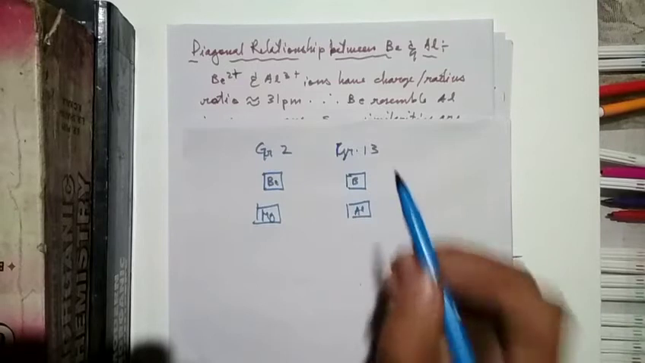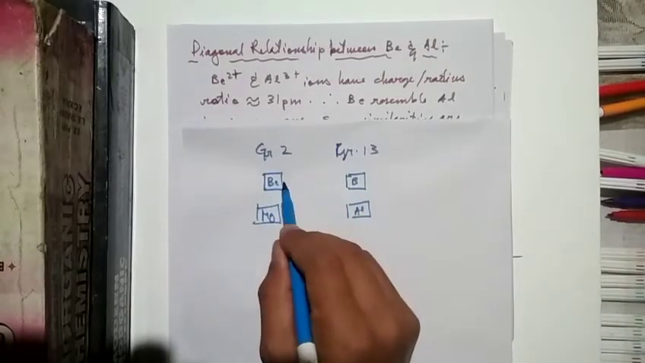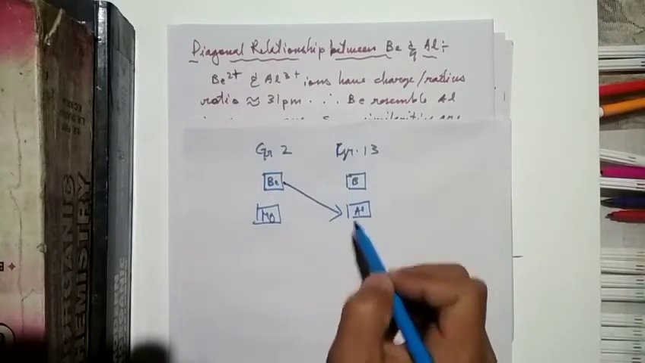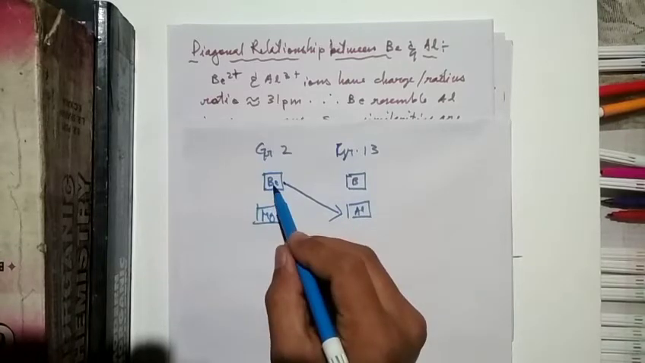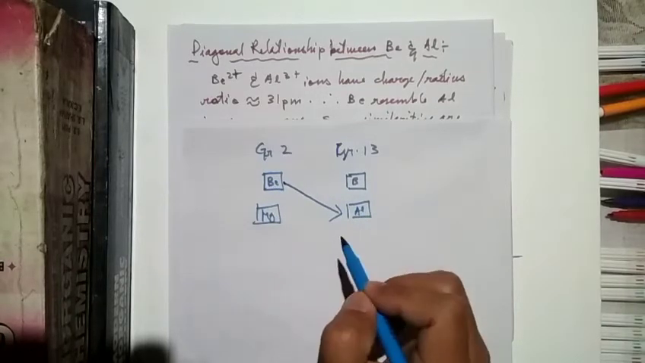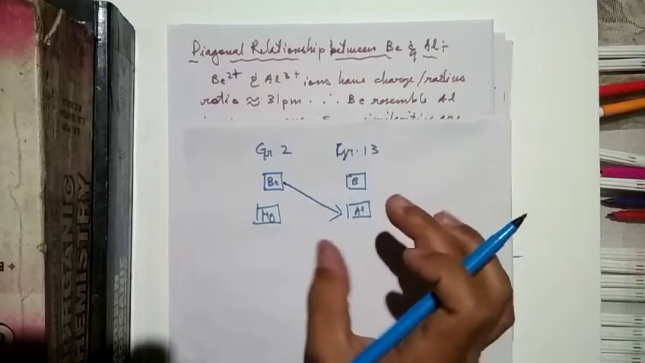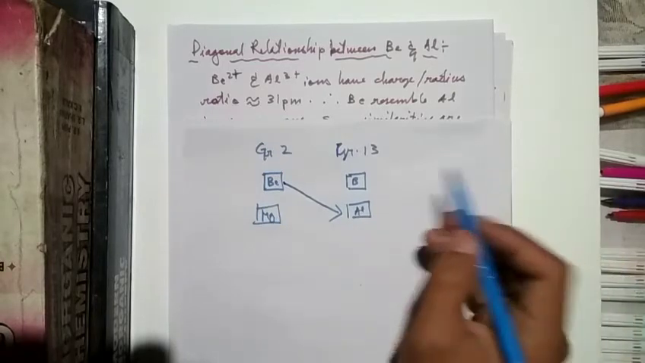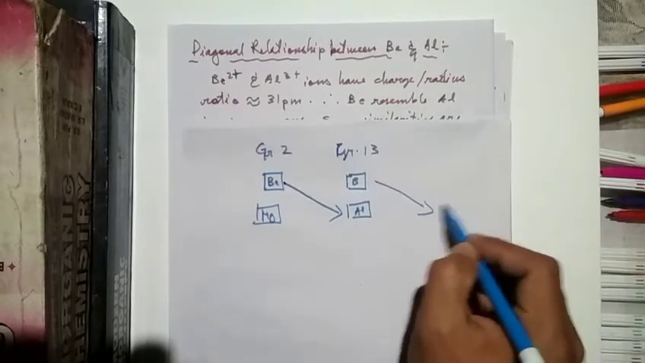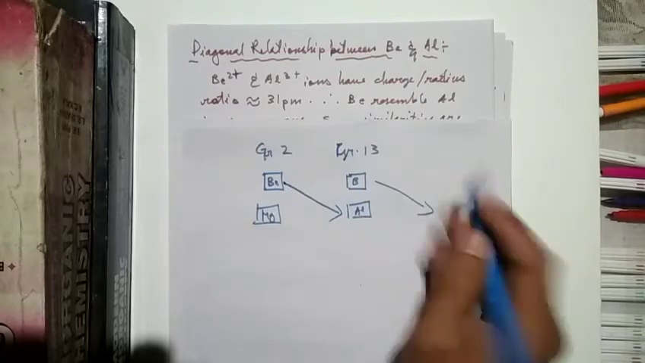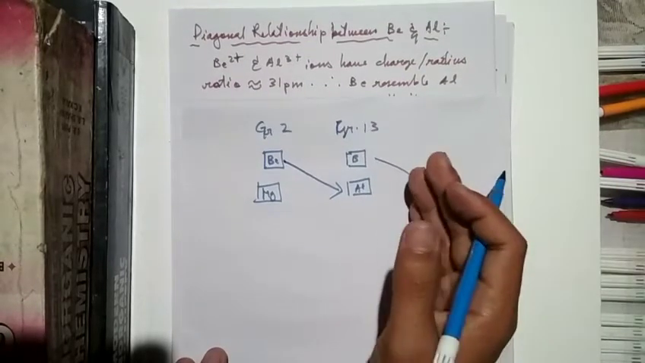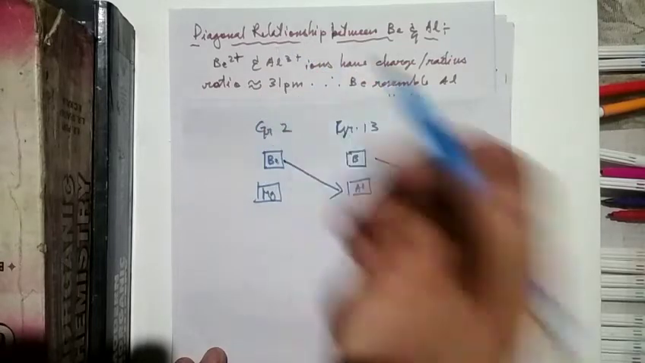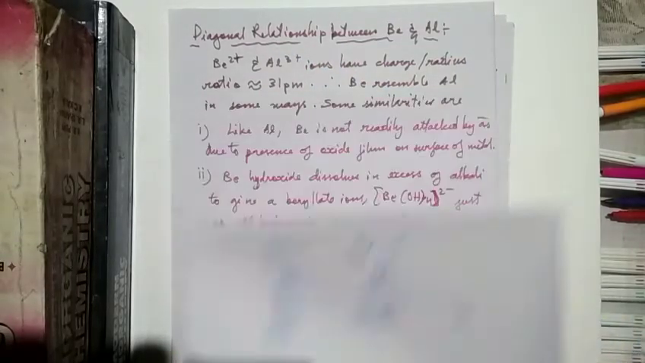Now this diagonal relationship is the relationship between beryllium and aluminum. So beryllium shows similar properties with aluminum. However, there won't be any diagonal relationship between boron and magnesium. The next element, boron, will show a diagonal relationship to the second element of the next group, and so on in the periodic table. This relationship is known as diagonal relationship in the periodic table.